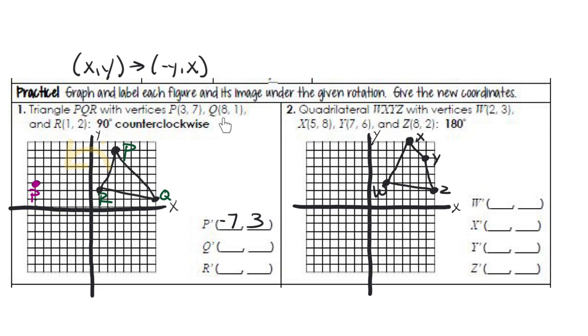Now looking at Q, I have 8, 1. Well, 8 would be here, 1 would be here. So let's apply the rule. It would be negative 1, 8. Now let's graph that. Once I graph that, Q would be right here. Okay, R, I have 1, 2. Let's go ahead and apply the rule. I will have negative 2, 1. If we graph that, negative 2, 1 would be right here. That is where R is.